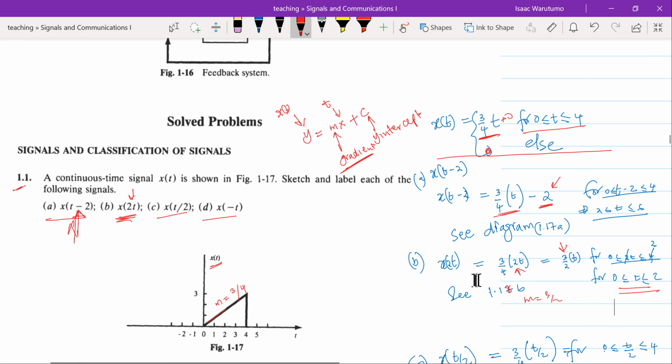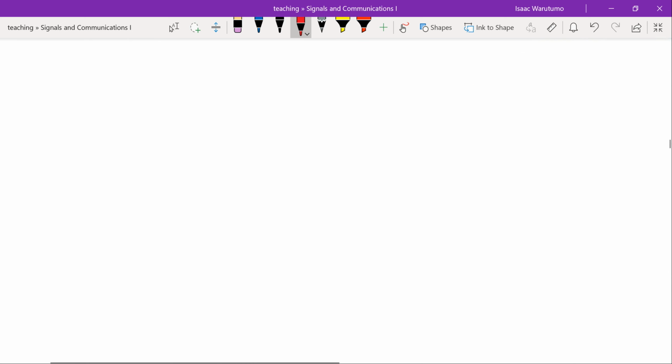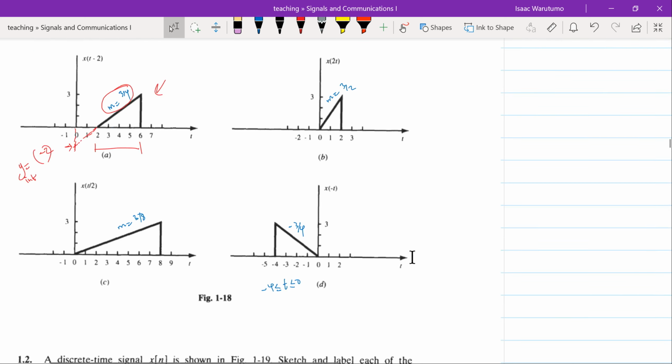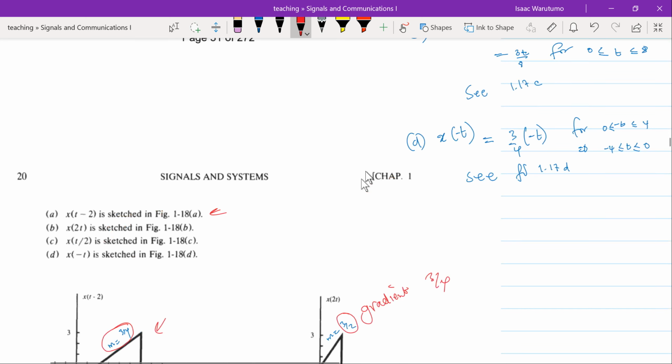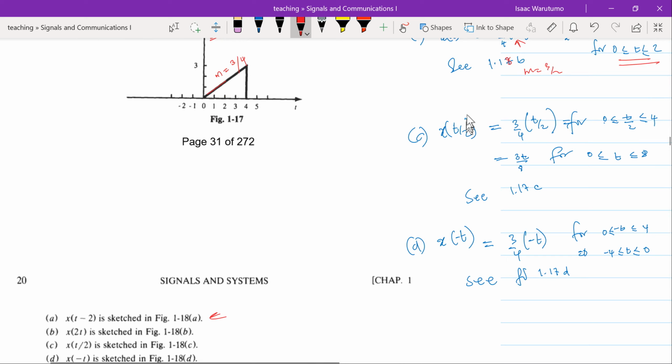As you can see in figure 1.8b, our gradient has now increased. It was 3/4 before, therefore it has become a sharper gradient, a steeper slope, but our limit has reduced to between 0 and 2. Similarly, you can look at question c, when t over 2 is our function, and again the gradient will change. The new gradient will be 3/8.